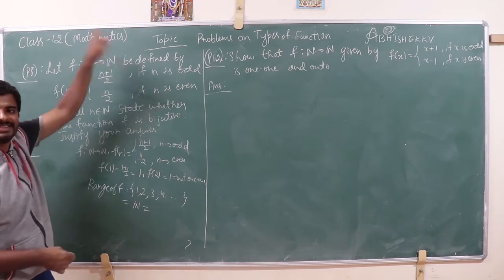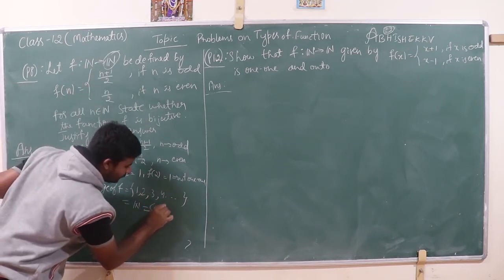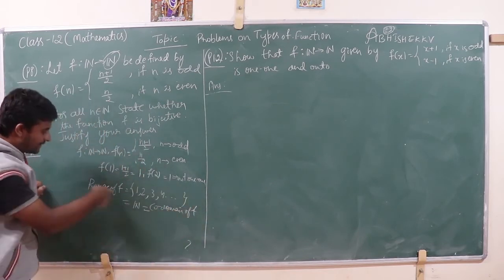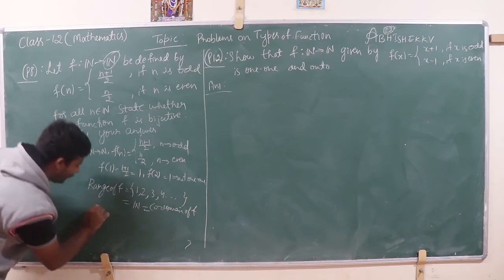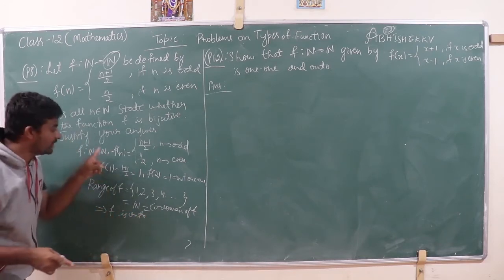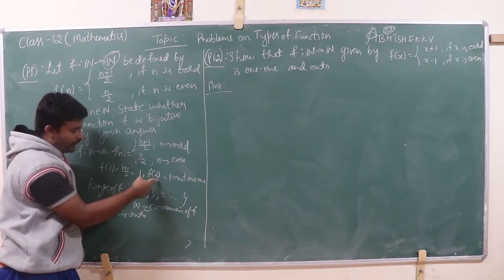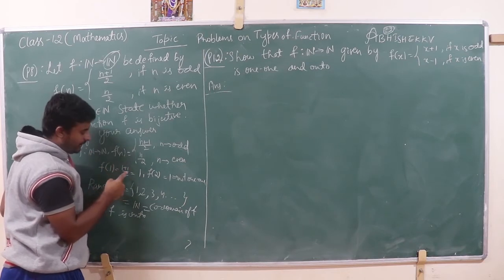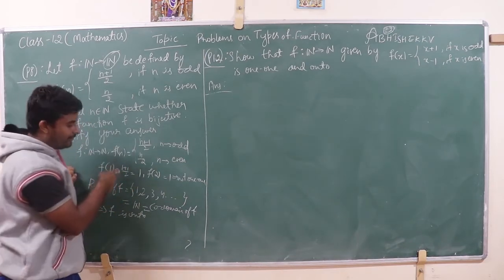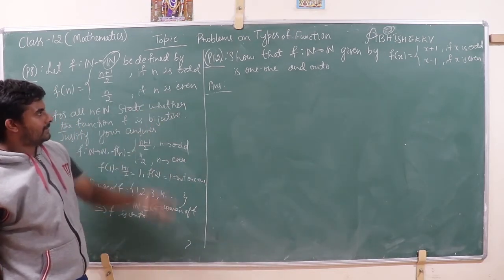See, f from N to N. What is the codomain here? This whole set, the second set, that is the codomain of the given function f. Since range is equal to codomain, therefore f is onto. But f is not one-one. Here for two different elements of the domain, we are getting the same images. According to the definition, it contradicts. Therefore, it is not one-one, but it is onto.